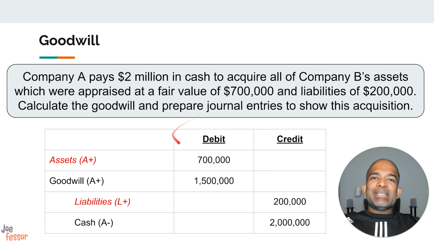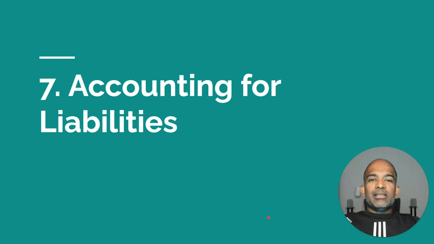When you buy company B's assets, the assets were valued at $700,000. They now become your assets. So you would debit your assets, whatever they might be, inventory or accounts receivable or cash, whatever they are, you would debit all the assets by $700,000 and you would also credit your liabilities by $200,000. Because you're paying cash of $2 million to buy company B, you would credit your cash account by $2 million. Finally, you would debit your goodwill account, which is an asset, for $1.5 million in order to balance the transaction. This brings us to the end of this session on accounting for long-term assets.